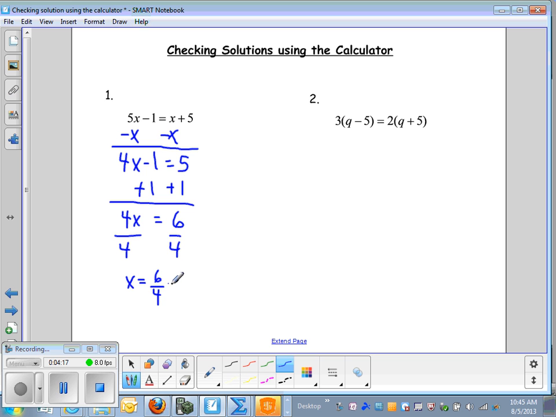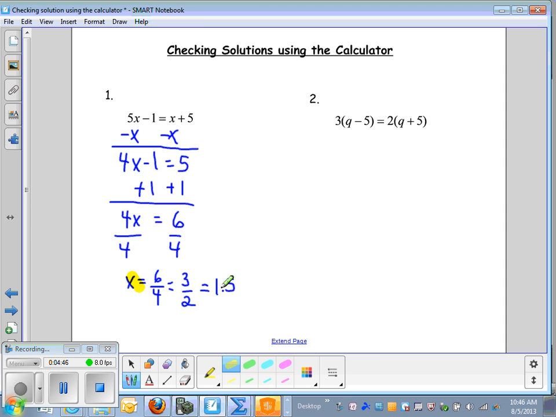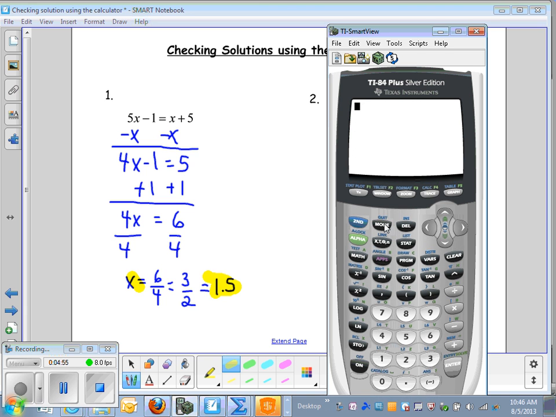x equals 6/4. If we reduce that, it's 3/2. And that's usually fine to have an improper fraction. I'm going to be looking on the calculator and comparing the answer, and it's going to give me a decimal. So I'm going to go ahead and convert that to a decimal. So now I've solved this multi-step equation, and I'm going to check my solution. I'm going to check that x equals 1.5.